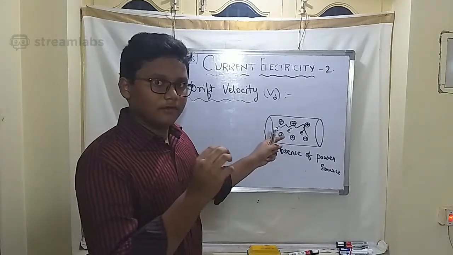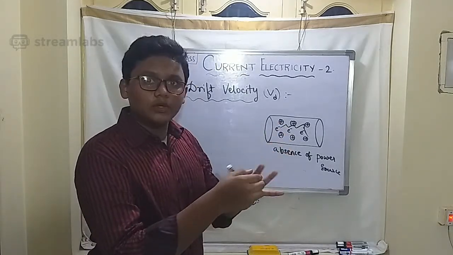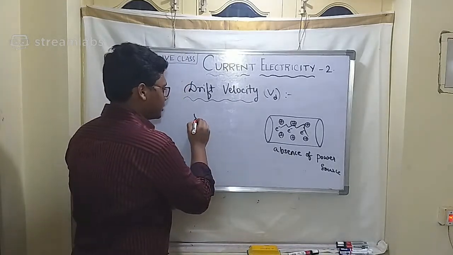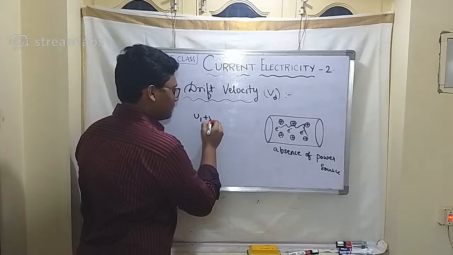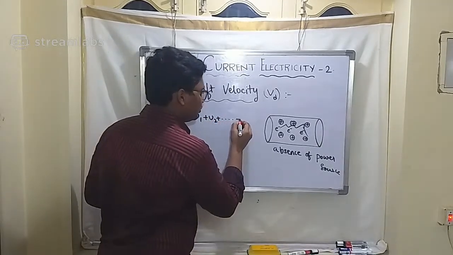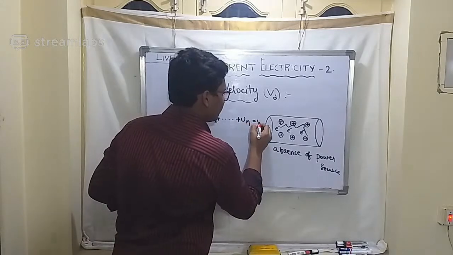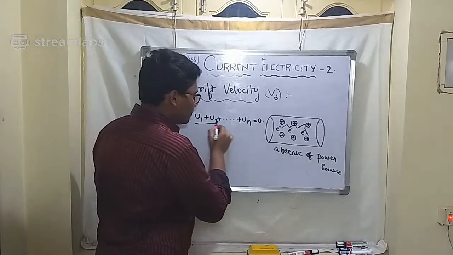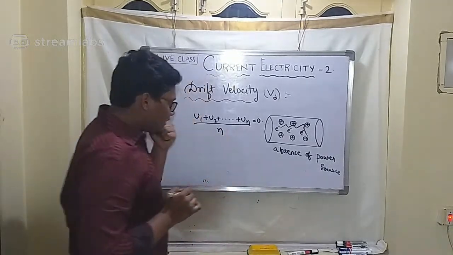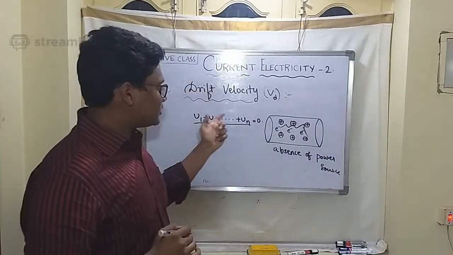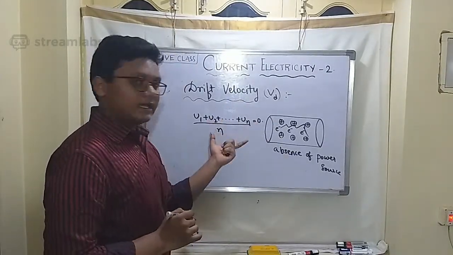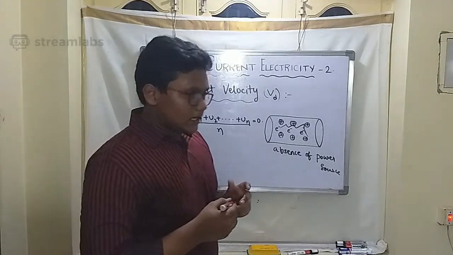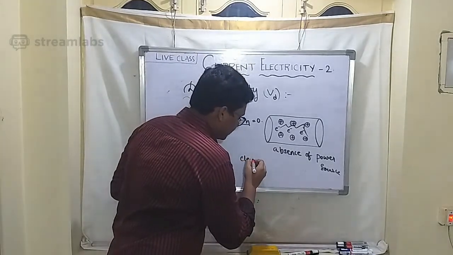Now, when they do continuous random motion, u1 plus u2 plus so on up to un is equal to 0. We need the average over every electron, so dividing by n, the number of electrons, u1 plus u2 plus u3 so on up to un, by n, is equal to 0. Clear up to here?